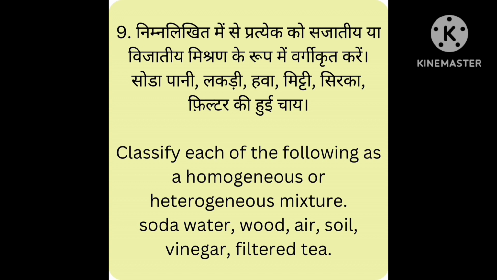As you know, in heterogeneous mixture, hetero means different. So in a heterogeneous mixture, you can see more than one layer of any substance. And in homogeneous mixture, homo means same. So in a homogeneous mixture, you can see one layer throughout. So this is how you can separate them. Now we are going to your next question.